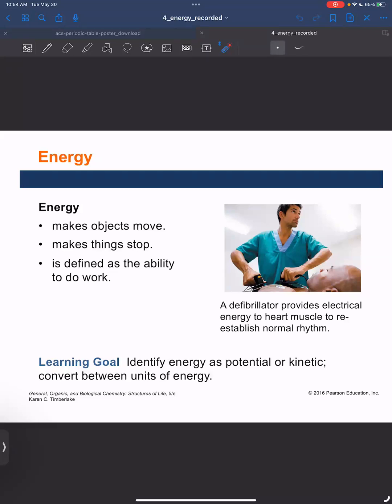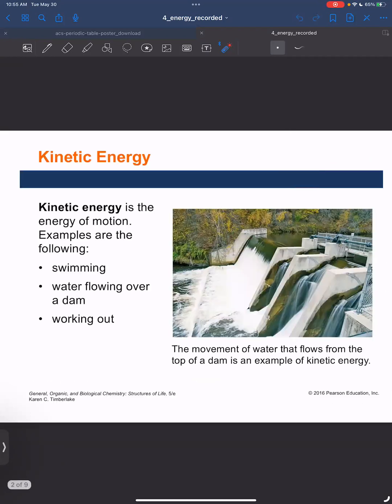And as you can see here in this example, a defibrillator provides electrical energy to the heart muscle to reestablish normal rhythm. So there's all different types of energy that we use every single day. So kinetic energy is the energy of motion, and some examples are swimming, water flowing over a dam, or working out. You can see the movement of the water that flows from the top of the dam is an example of kinetic energy.